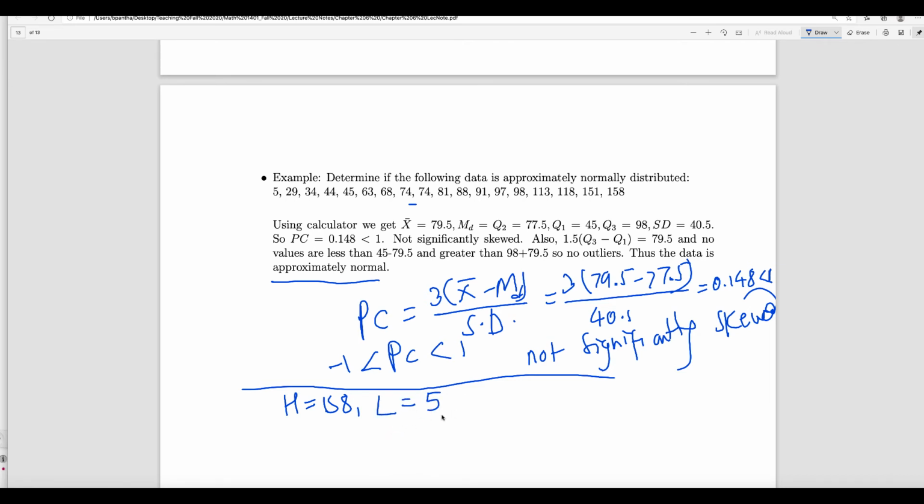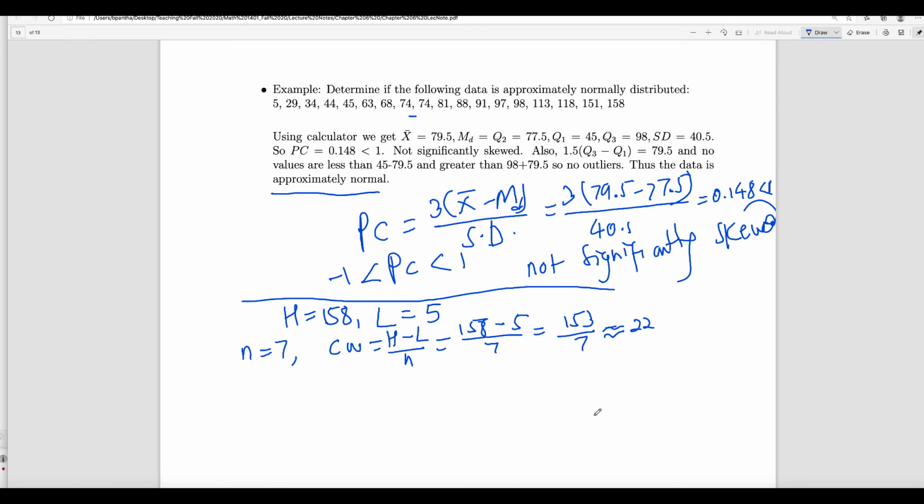Now I need to decide the class width. Suppose I want to make 7 classes. The class width is highest minus lowest over the number of classes: 158 minus 5 divided by 7, which is 153 over 7, approximately 22.